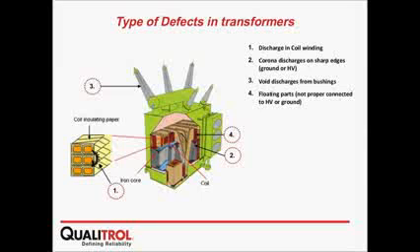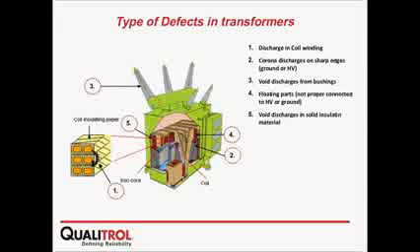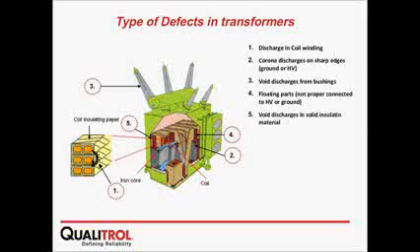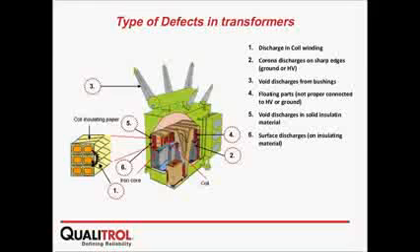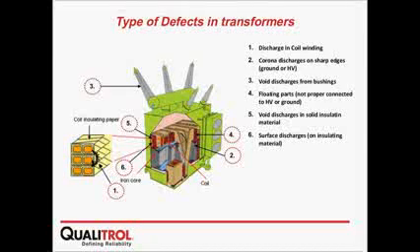Floating parts, not properly connected to high voltage or ground. Again, the same as the GIS. And void discharge in the solid insulation material, which in the bushing can be resin. And surface discharge on the insulation material. This is a good picture showing the insulation on the winding, which is isolated by paper.